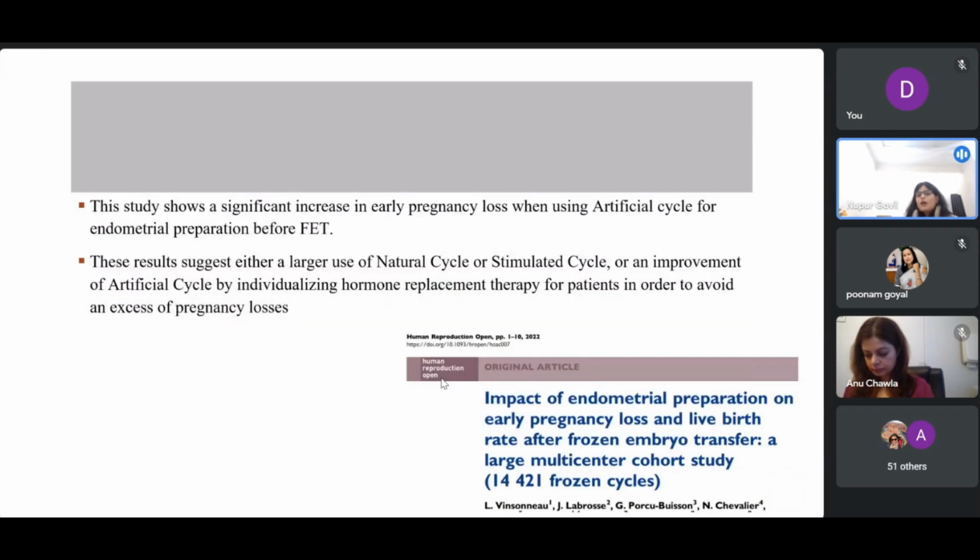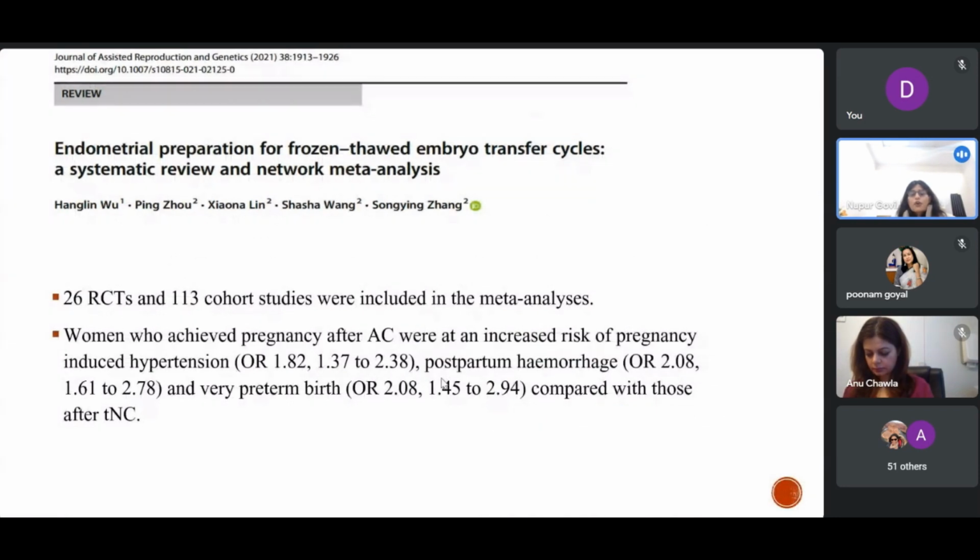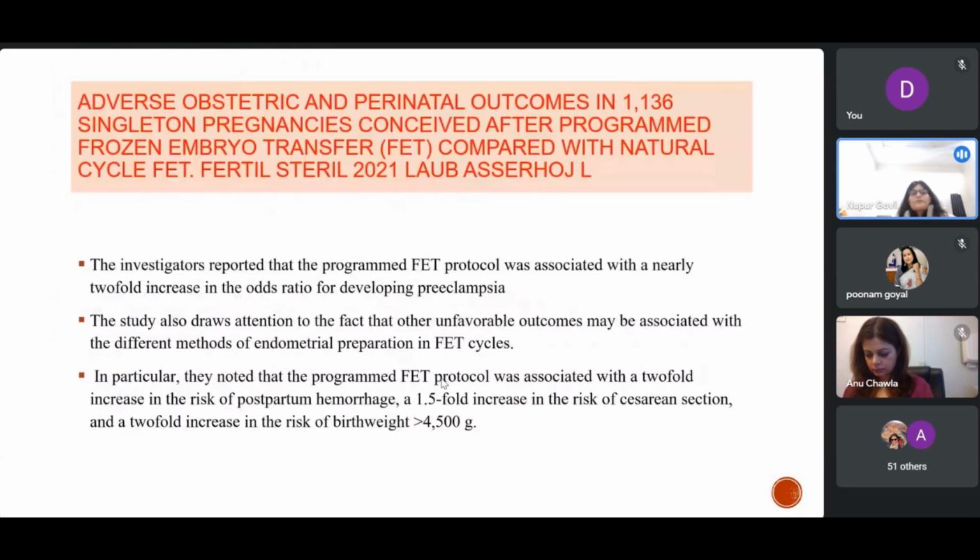So the studies have now shown that artificial cycles, HRT cycles, are associated with poor reproductive outcome, so perinatal risks are increased. This is because ovulation is not there. A hormone called relaxin, which is released, is not there. This can result in increased risk of pregnancy-induced hypertension, the placenta is weak. There is increased risk of preterm birth, increased risk of postpartum hemorrhage.